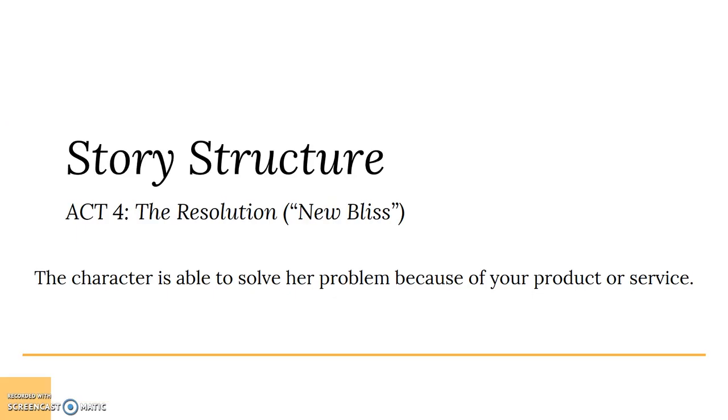Now we're entering Act 4, the resolution or new bliss of our story. So in this part of our story, our character's able to solve her problem because of the product or service you are offering. So basically here, you're going to elaborate on how the character was able to solve her problem because of your product or service, and you'll want to really spell out, or you can even list all the ways that the different features of your service or product benefited your character and helped him or her solve the problem.